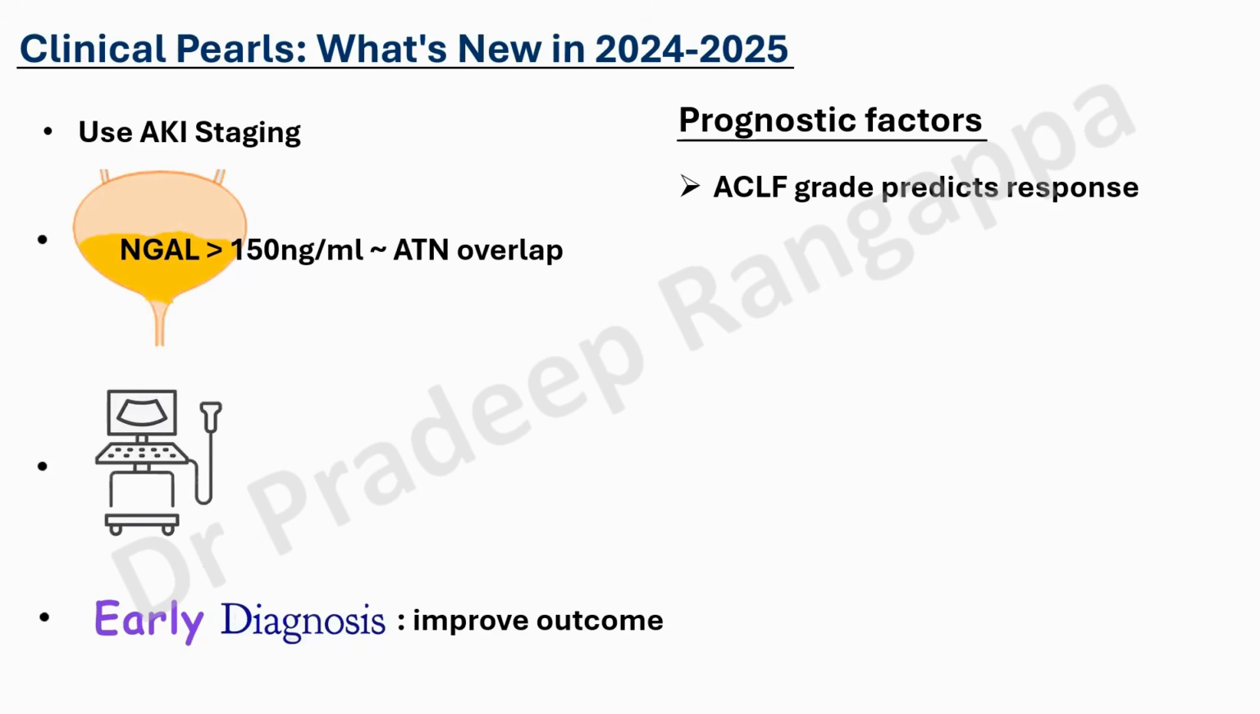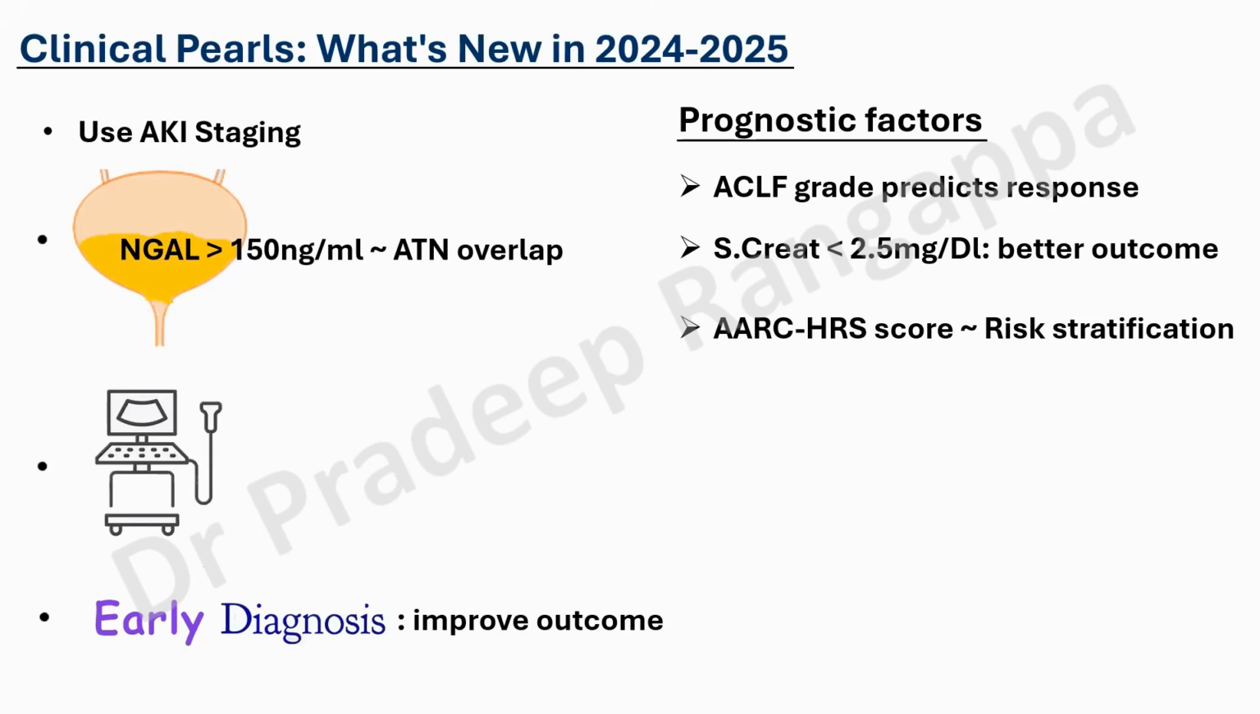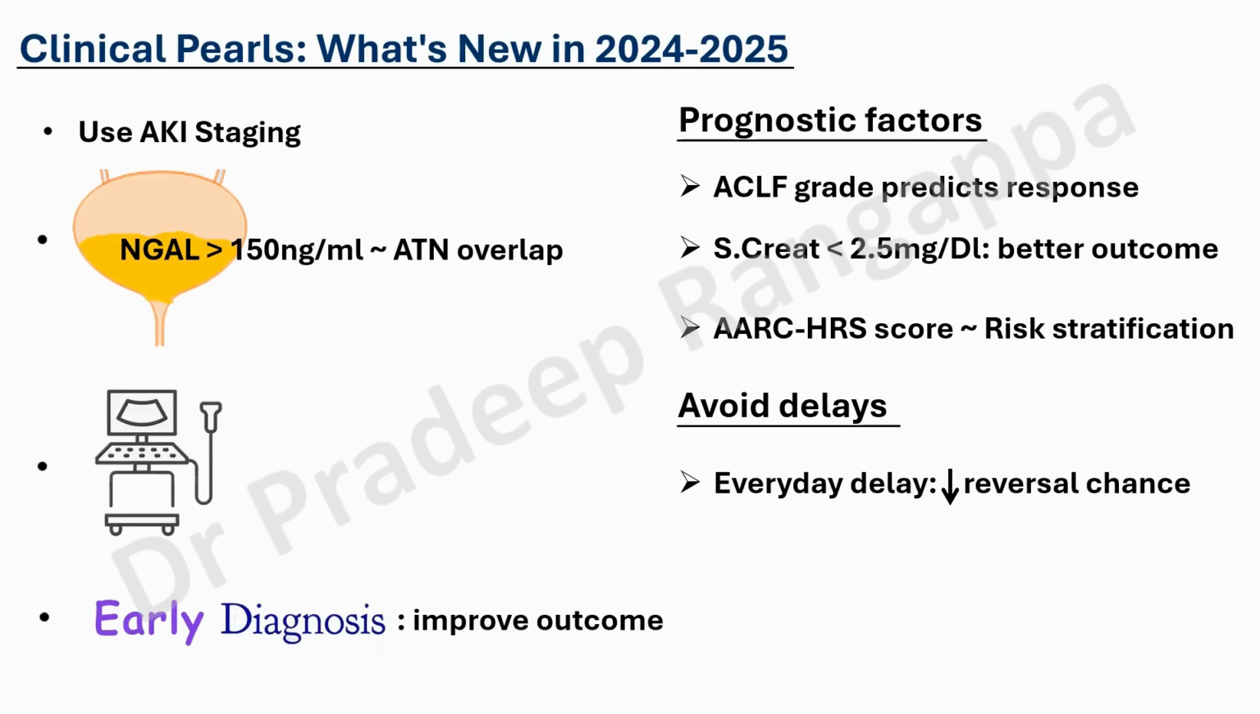And prognostic factors, you can look at ACLF grade, which is conventionally used for acute on chronic liver failure, to predict the response. And as I said, serum creatinine less than 2.5 milligram per deciliter has been shown to have better outcome. And you can do the AARC HRS score to confirm the diagnosis of HRS for risk stratification, which I'll show you the criteria for. It's a new score. I think all trainees, it's good that you talk about the AARC score when this is asked in exam. There are 6 dimensions to the AARC score, which I'll talk about, and it's easy to remember.